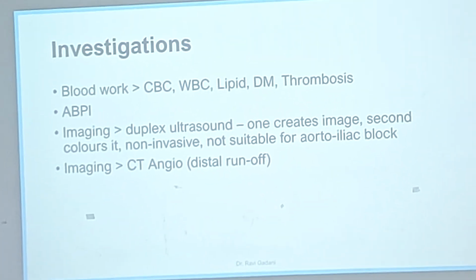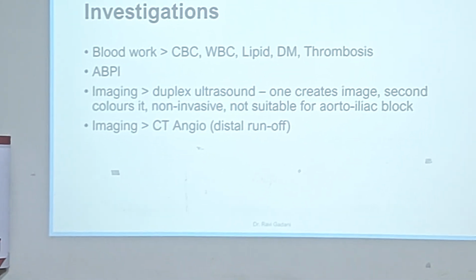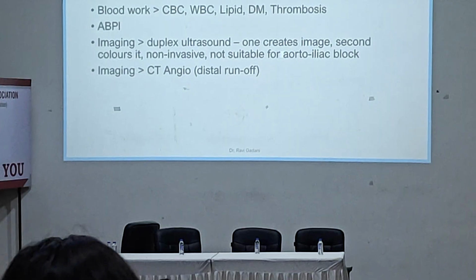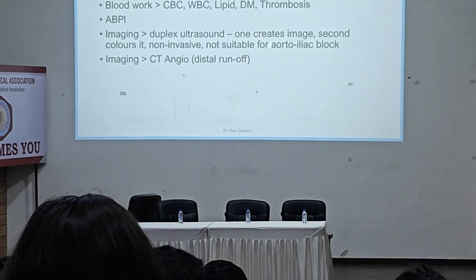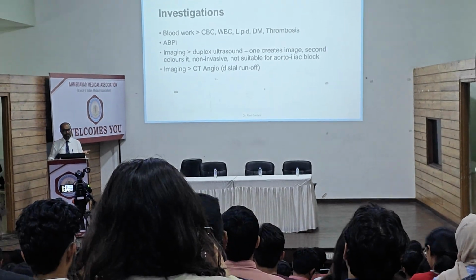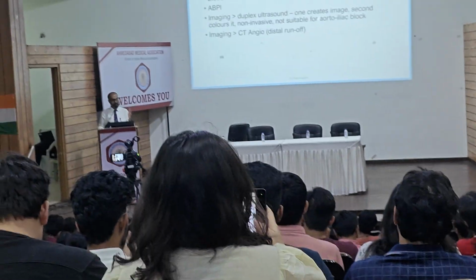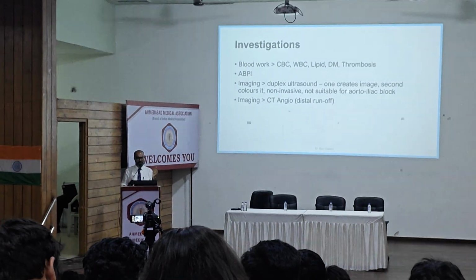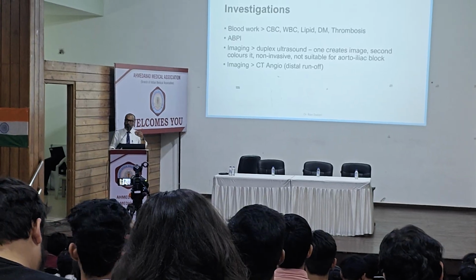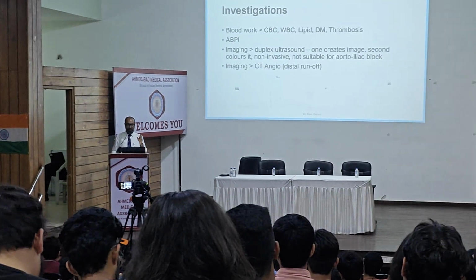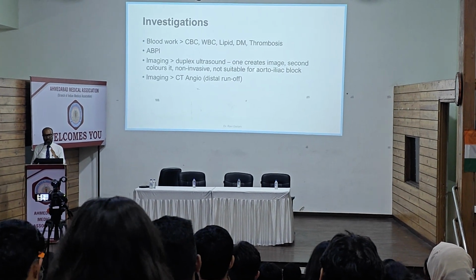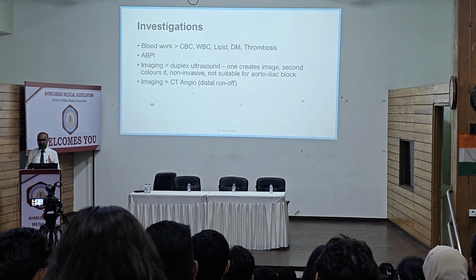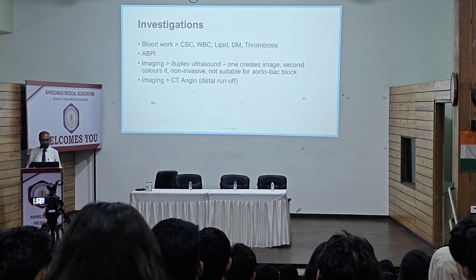So now comes investigations. Again, I told you two prongs. One is for diagnosis and the second is to identify the etiology. So blood work, CBC, you want to see if there is any leukocytosis, you want to see what the lipid profile is like, if the patient is diabetic, and if so, what's the status, if the patient has any comorbid conditions, protein C or S deficiencies. ABPI is part of investigation. Ankle brachial pressure index 0.9 to 1.3 is normal. Anything less than 0.9 is some amount of ischemia.